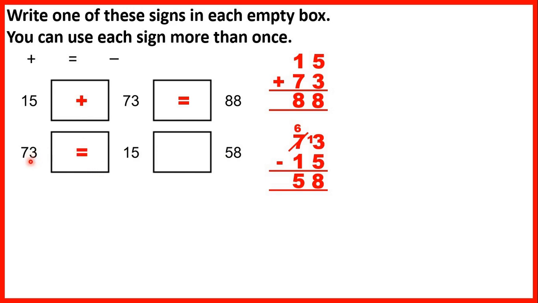We could have 73 equals 15 plus 58. So usually the equal sign comes at the end of a calculation, but we can have the equal sign at the start. So what this means is 73 is the same as 15 plus 58. And if we work out 15 plus 58, we can see that it comes to 73. So we can either have minus and equals or equals and plus.